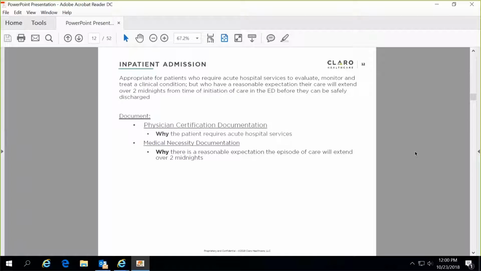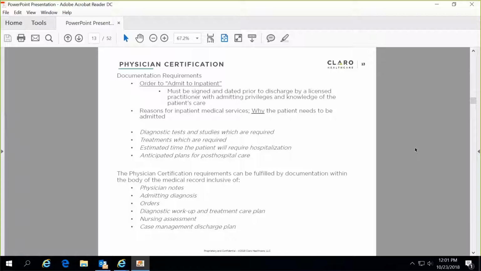So we need that order, we need the why, your medical decision making based on the patient's history, risk, and why you feel that patient needs those services. And then the medical necessity there, the 2 midnight. So physician certification has to be done before the patient goes home. The order needs to be co-signed if it's a verbal order, or if it's written, then we need that admit order, because that's when that inpatient admission starts. It must be signed and dated prior to discharge by a licensed practitioner with admitting privileges, okay?